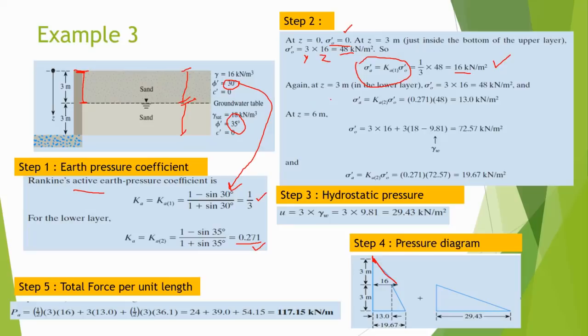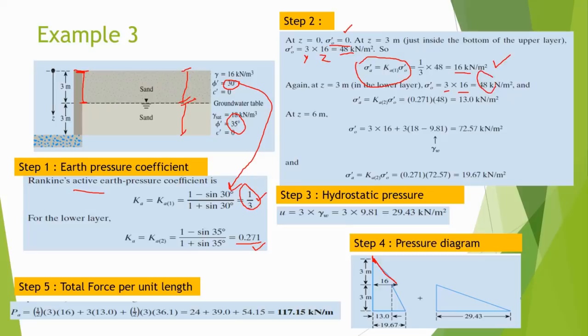Tadi Z 3 yang atas ni, kita guna coefficient 1.3. Betul? Kalau Z dia kat lower, tapi still dekat 3 meter, this is 3 meter of this, we calculate the same vertical stress, effective stress. Also the same, 3 times 16. Kita guna yang awal, yang atas tadi. Okay? Kita just guna atas tadi. So, dapat 48.